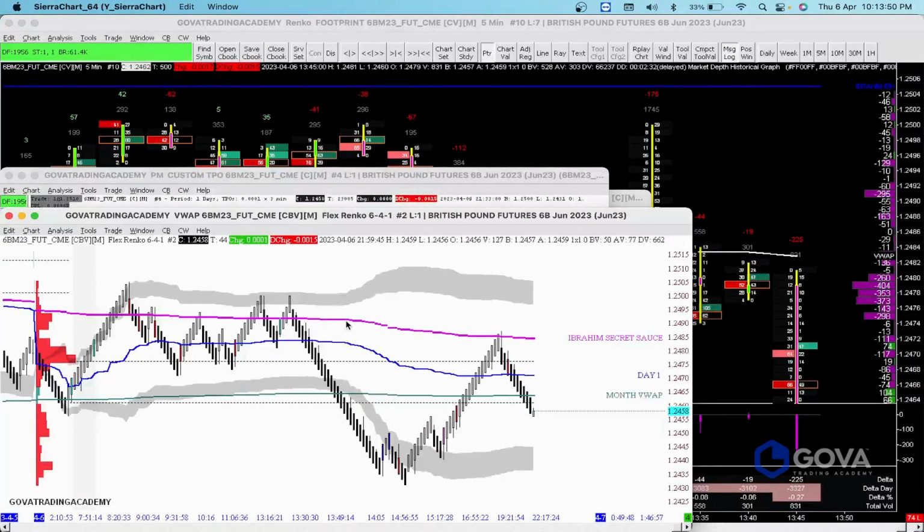Now you can see this line here, and this other blue line here. These are the VWAP lines, okay? Now whenever these VWAPs are flat, we usually take trading opportunities in the area.